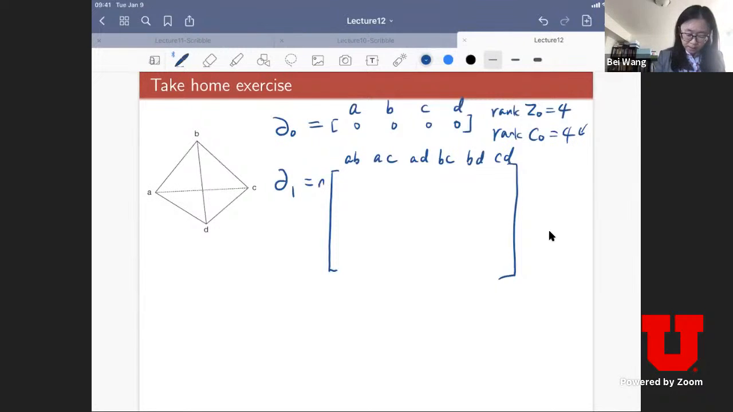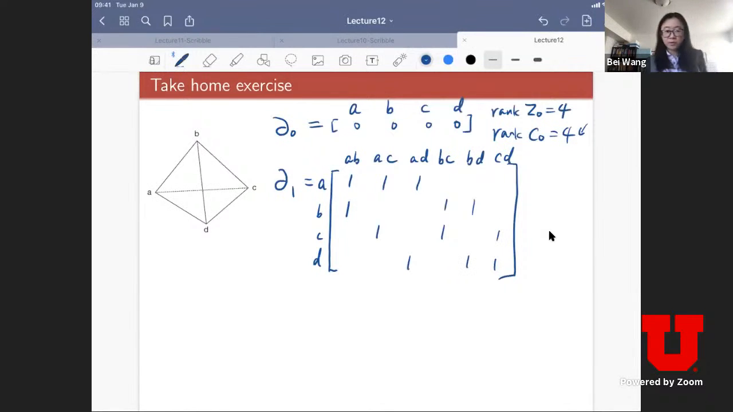And then I want to take their boundary, the boundary in terms of vertices. So there are 4 vertices. The boundary of AB is, of course, A and B. The boundary of AC is A and C. The boundary of AD is A and D. And BC, BD, CD.